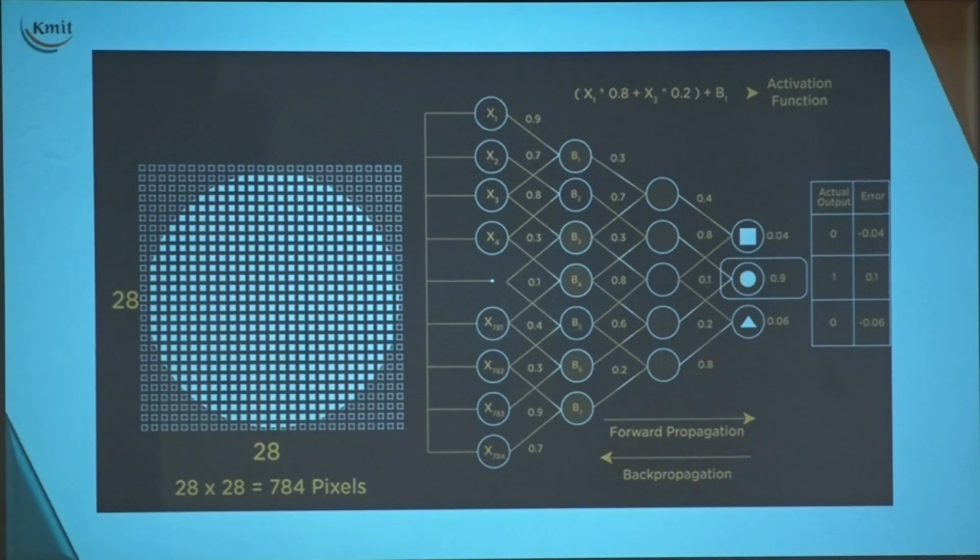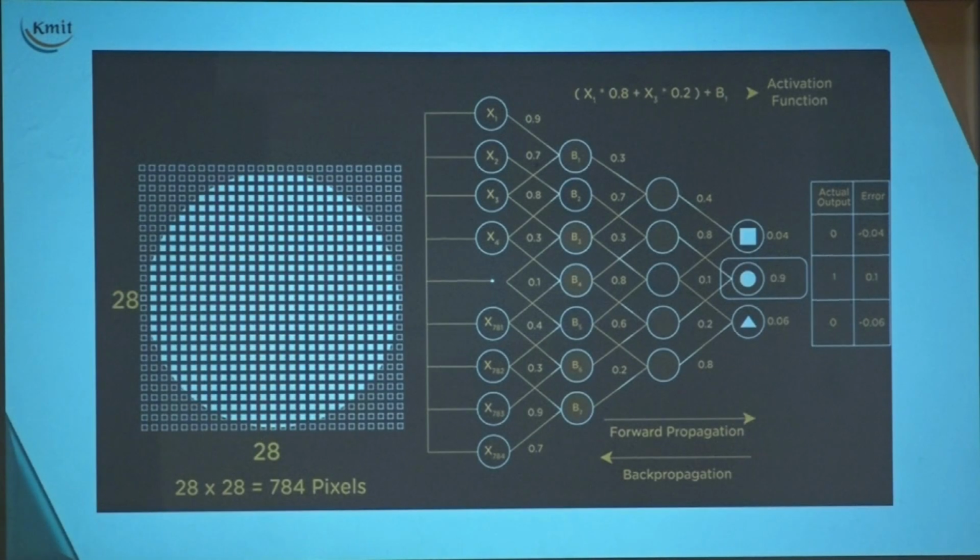Am I changing x1, x2? x1, x2 are the same, but I am changing what? My weights. And then again I calculate and now I check the output.